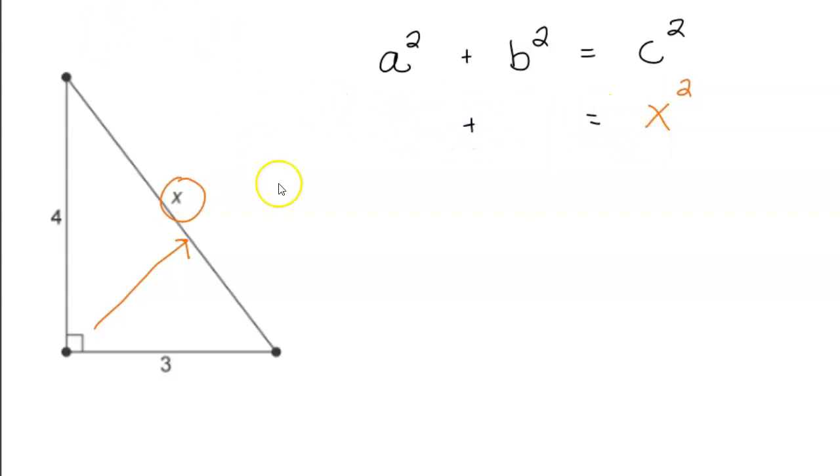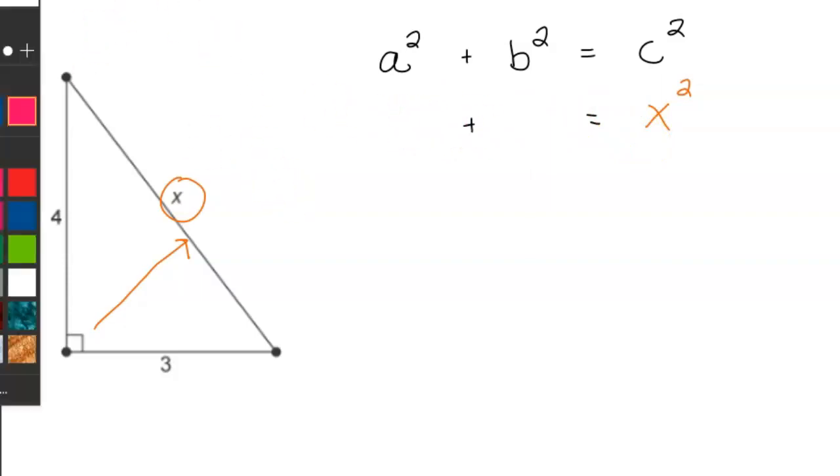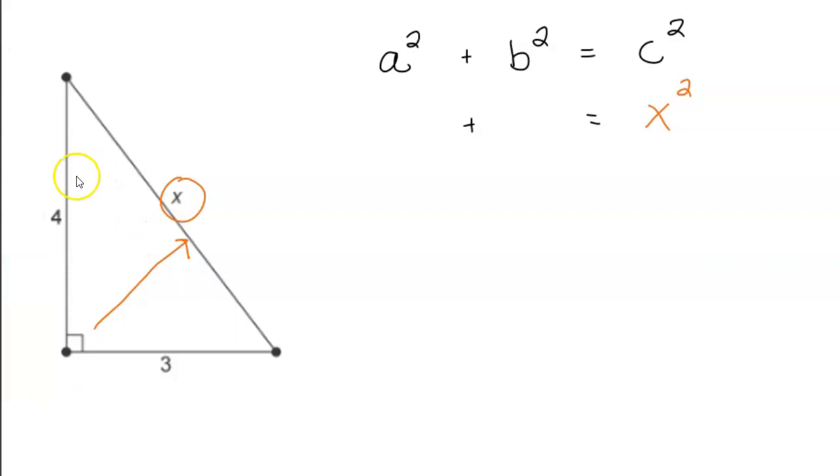Okay, so A and B, it doesn't matter which one gets which one. So we can just make 4 A if we want to. So 4 squared, and then we'll do blue. We'll make 3 B. Doesn't really matter. Okay, so we're going to solve for x. We're going to use just a normal procedure, we're going to isolate our variable. So let's simplify what we can do.